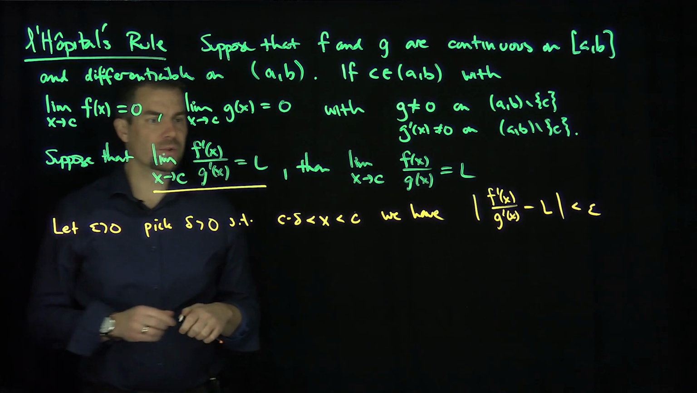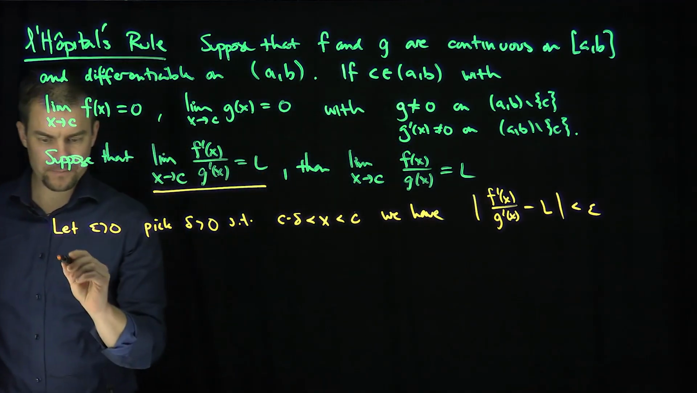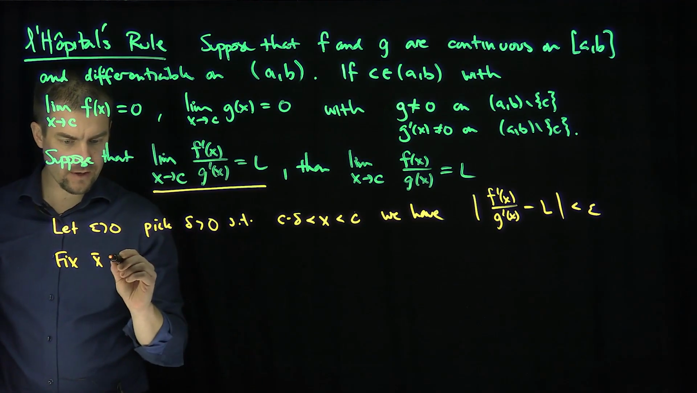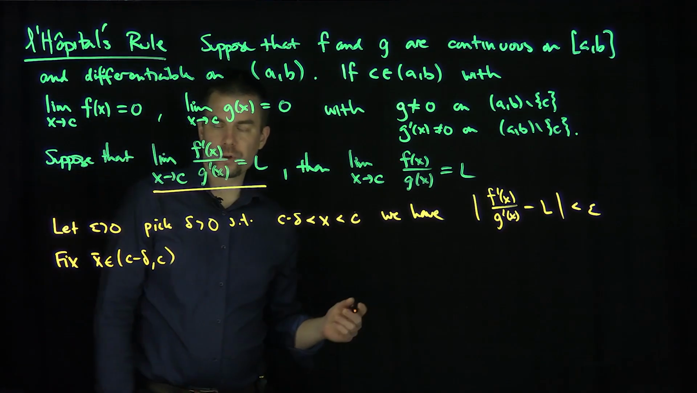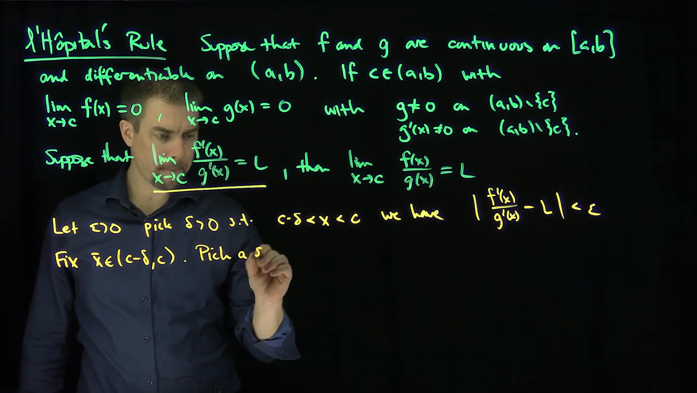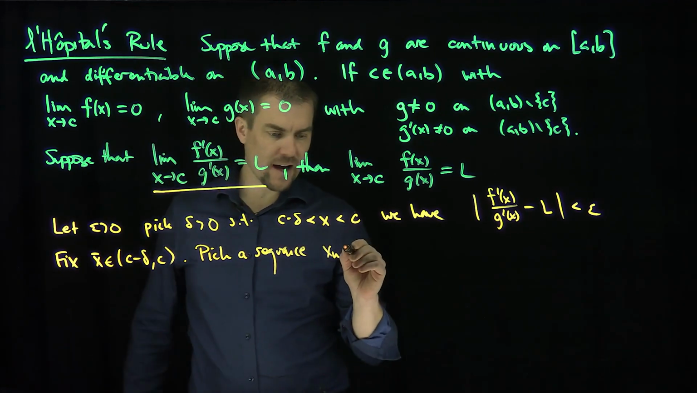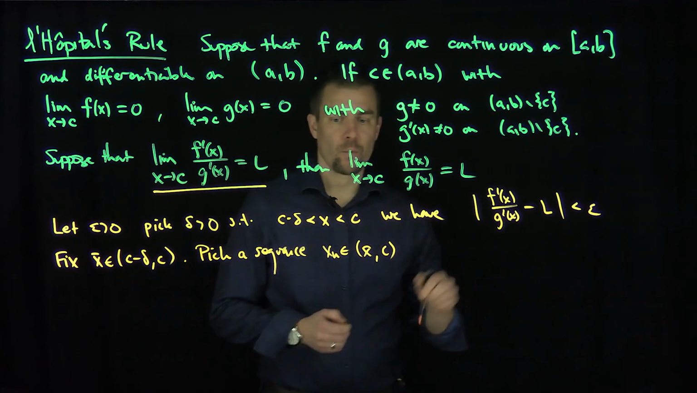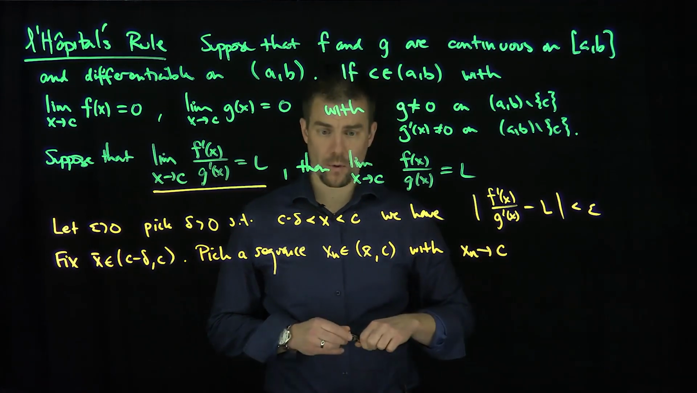Okay? And so now what I'd like to do is find a sequence of points. Let me fix x bar in this interval over here, in the interval from C minus delta to C. And then I'm going to pick a sequence x_n, and x_n is going to reside in the interval from x bar to C, with x_n converging to C. Okay?